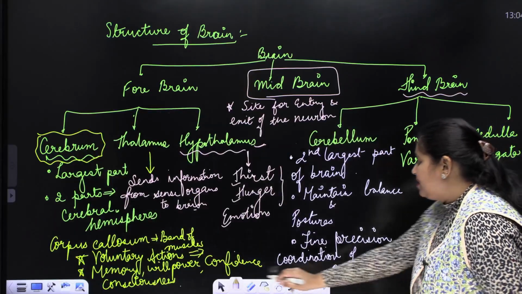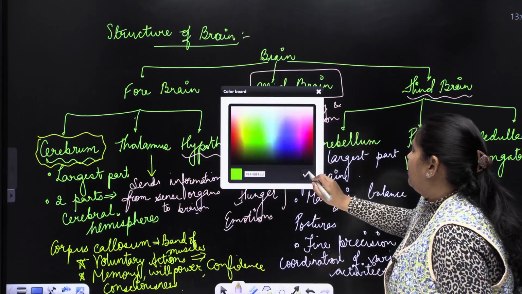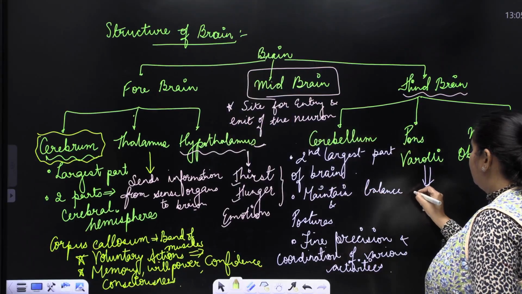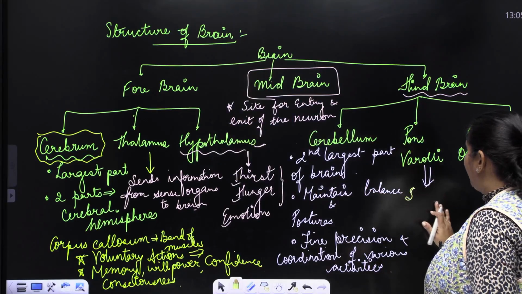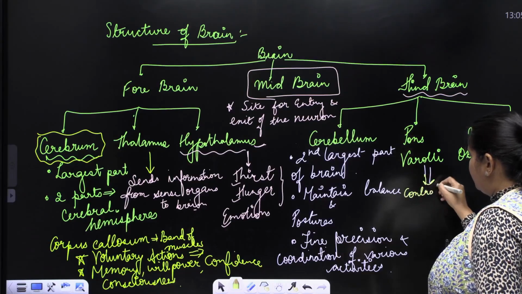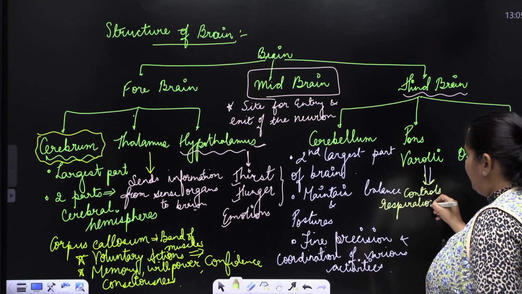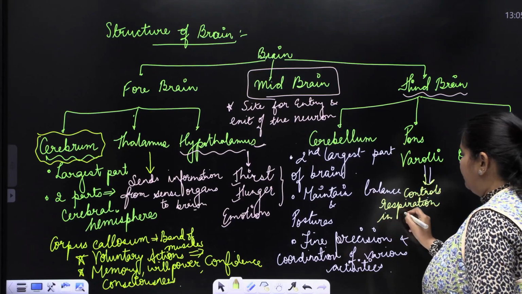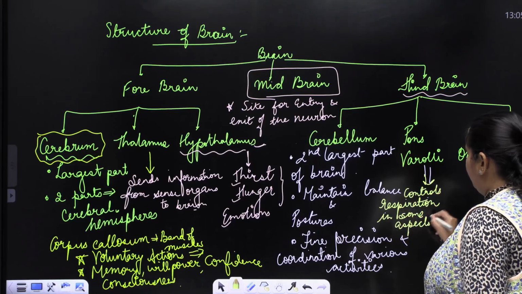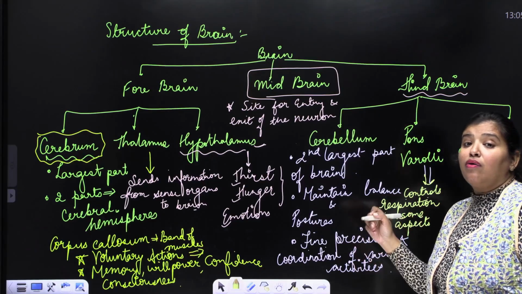Pons varolii is said to be having... it controls respiration in some aspect. But the main organ to control the respiration is the medulla oblongata.